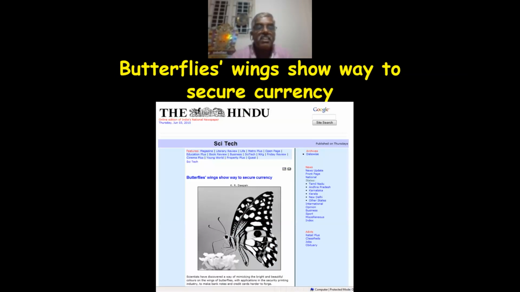Not only that, nowadays they are mimicking the butterfly wings. As I informed earlier, the butterfly wings are used to secure the currency against duplication. Nowadays the technology is going up to minimize currency duplication, currency forgery. So they want to adapt the butterfly iridescent color.